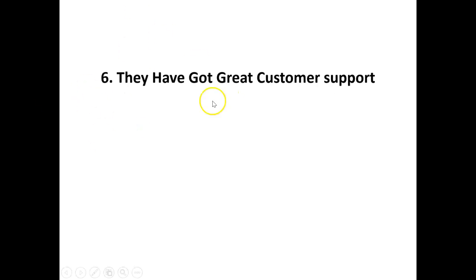Number six, they've got a great customer support. Now, for any product that you're newly introduced to, there's likelihood that you might encounter some difficulties while trying to use it for the first time. That's where the customer support comes in. They're always available to you whenever you contact them to help resolve whatever issues or difficulties you might be having, so that you can have a smooth and great experience.